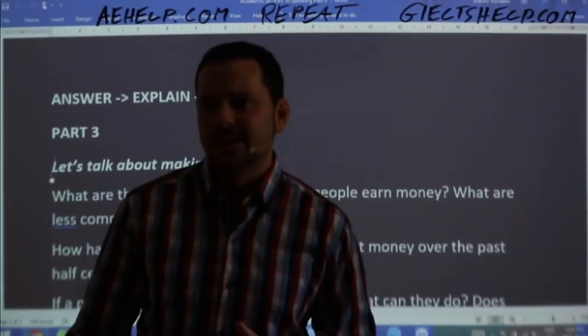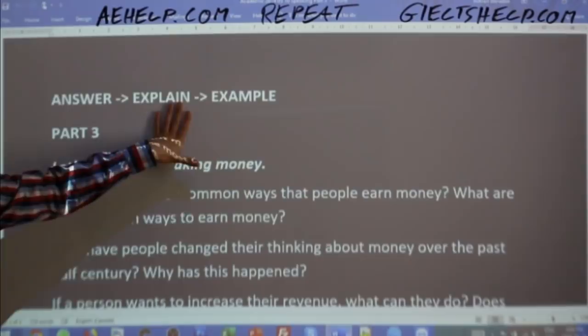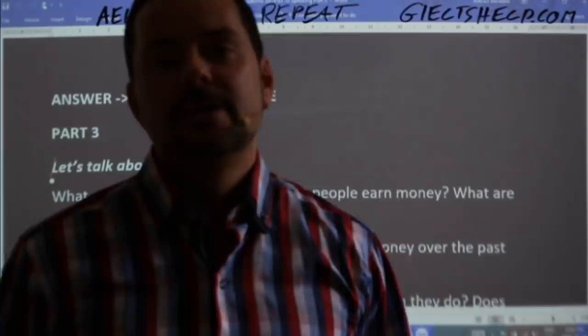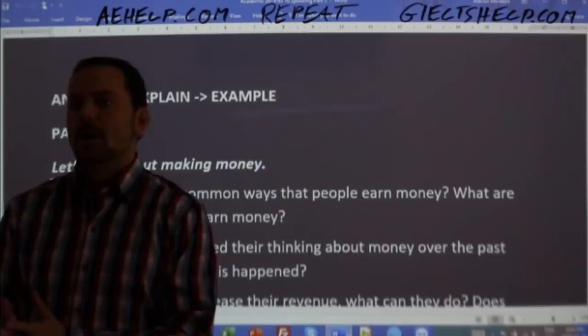Today we are focusing on these three points in our responses: answering, explaining, and an example. Okay, so the goal here is answer, explain, example. Do that well, you will get a high band score. Okay, all right. So let's look at part three.